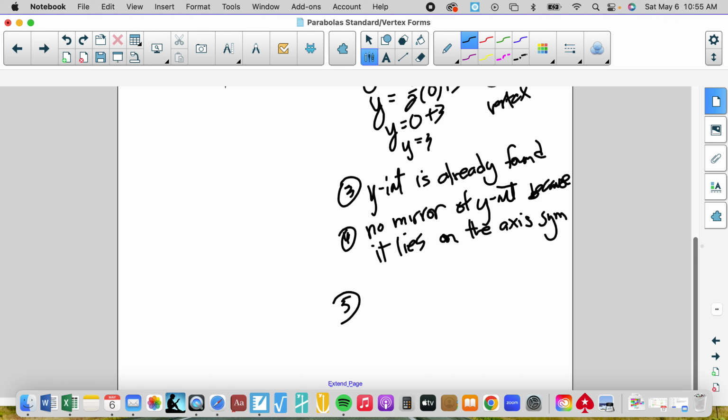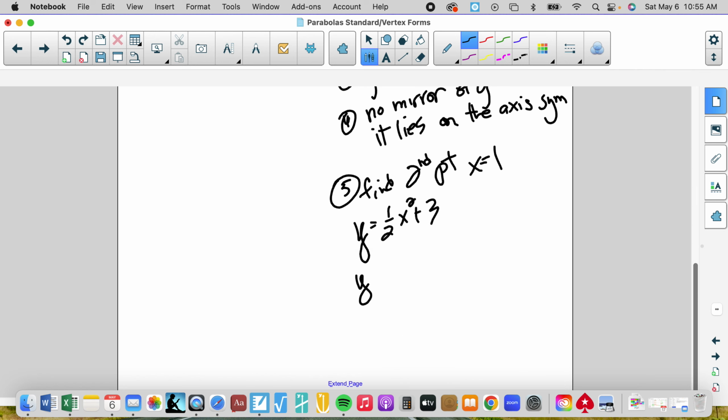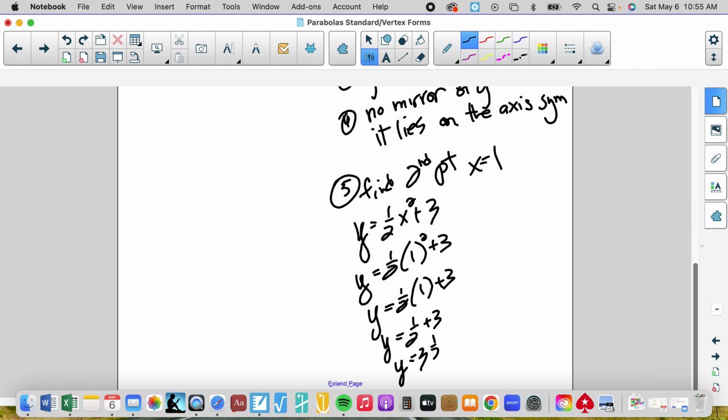So we get to step 5, where we're typically looking for a 4th point, but we're actually finding a 2nd point by picking an x. So this time I'm going to say x equals 1. We take the formula y equals 1/2 x squared plus 3, and we're going to plug in 1. So we get y equals 1/2 times 1 squared plus 3. 1 squared is 1, 1/2 times 1 is 1/2, plus 3 equals 3 and 1/2.